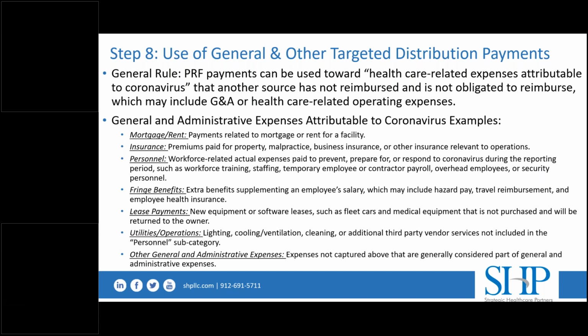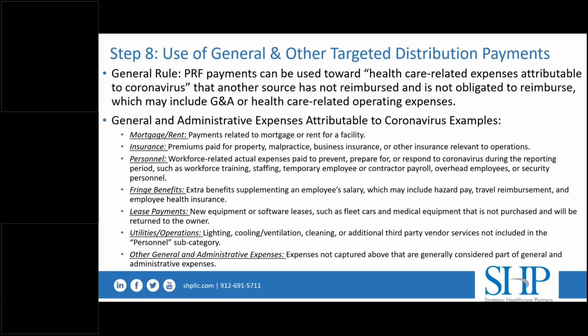And so there are 2 major categories for the expenses. One is the general administrative expenses, and the other is healthcare related expenses that are attributable to coronavirus. So basically, the overall rule is that the expenses can be used to offset the payments if they were spent toward quote unquote healthcare related expenses attributable to the virus that another source has not reimbursed and is not obligated to reimburse.